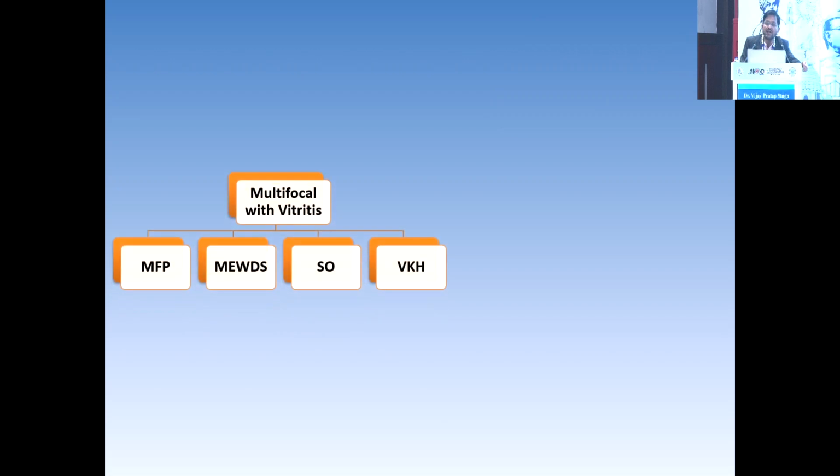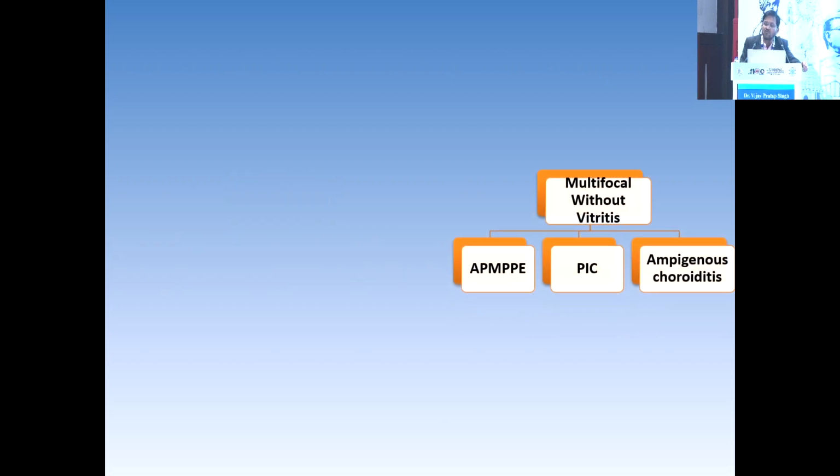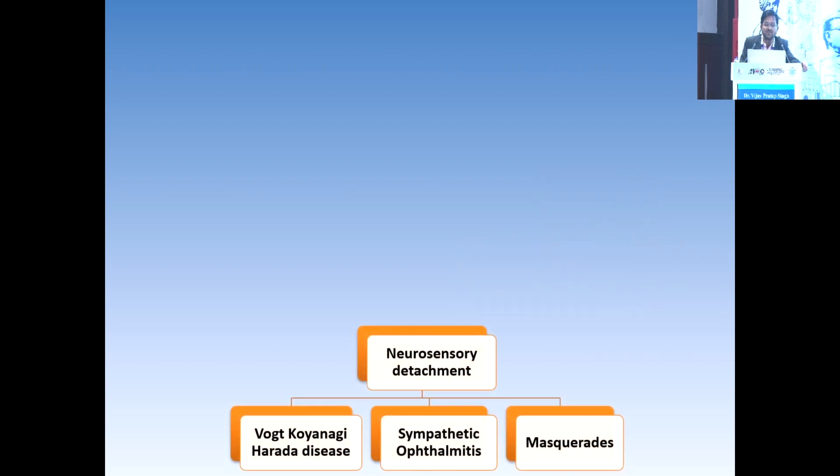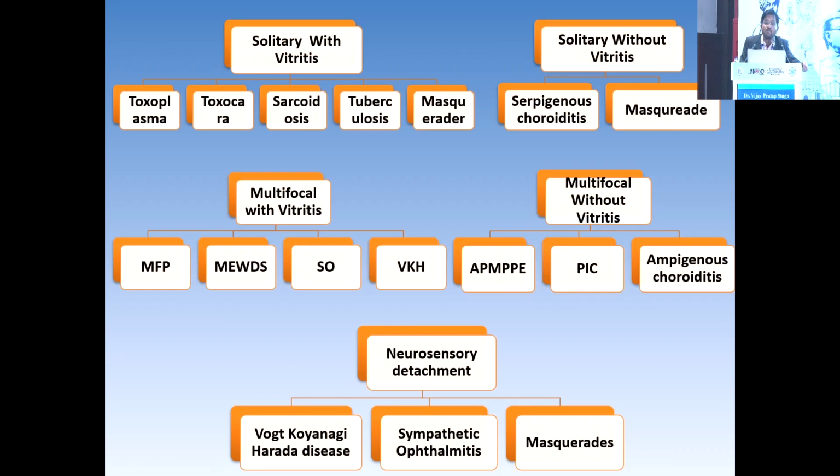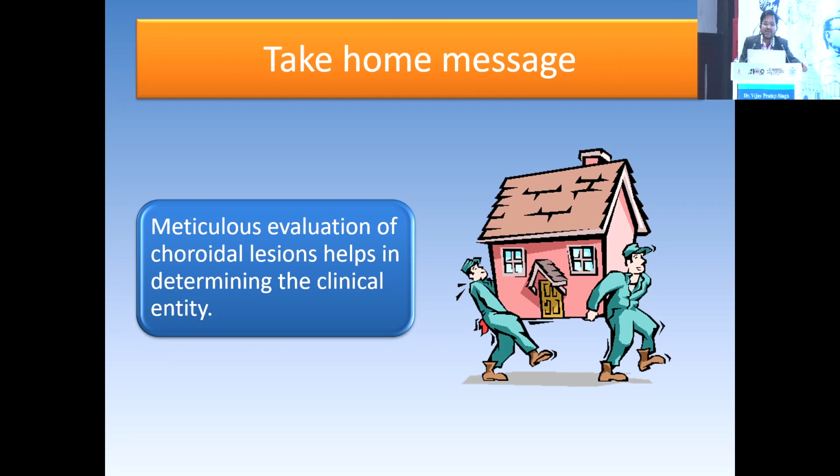If we are seeing multifocal lesions with vitritis, think of multifocal choroiditis, MEWDS, SO, and VKH. If we are seeing multifocal lesions without vitritis, think of APMPPE, PIC, and ampiginous choroiditis. And if we are seeing patients with neurosensory detachment, think of VKH, SO, and masquerades. So the take-home message is that meticulous clinical evaluation of choroidal lesions helps in determining the clinical entity.